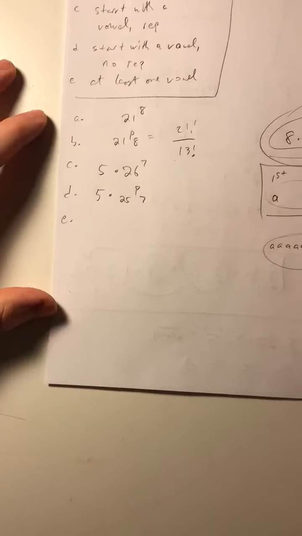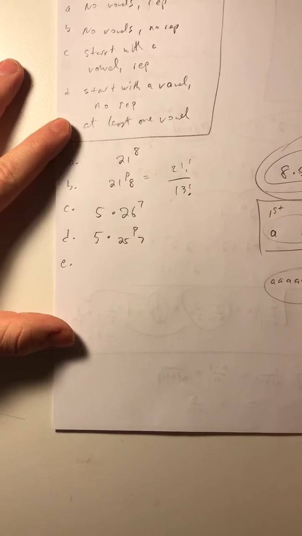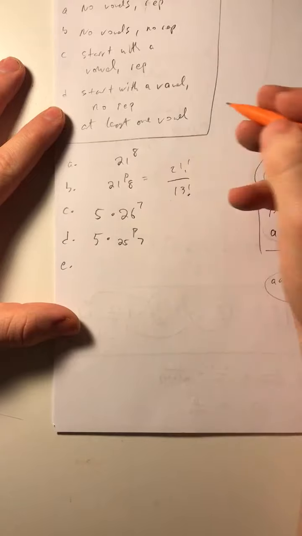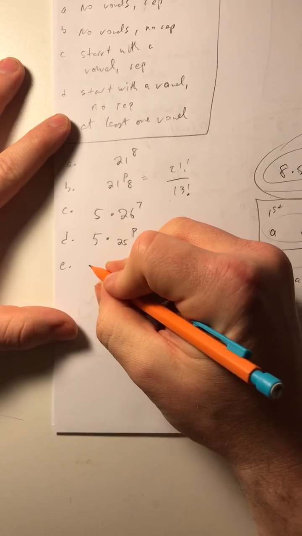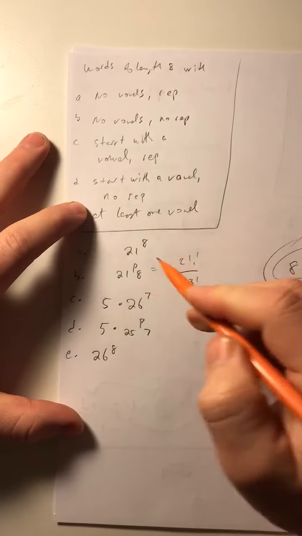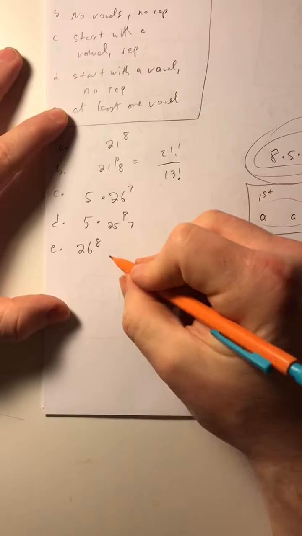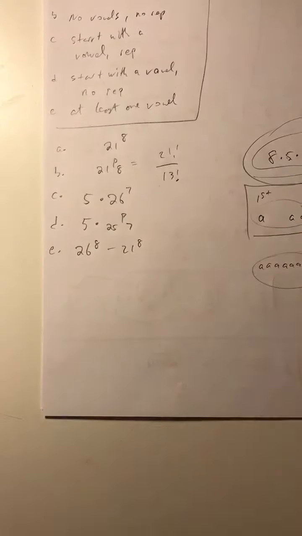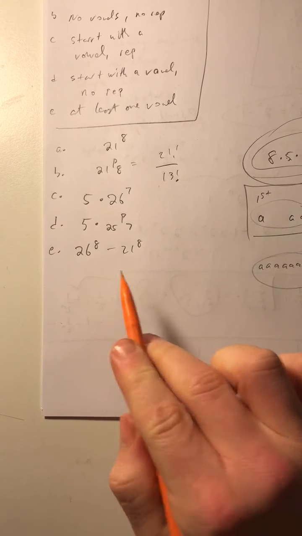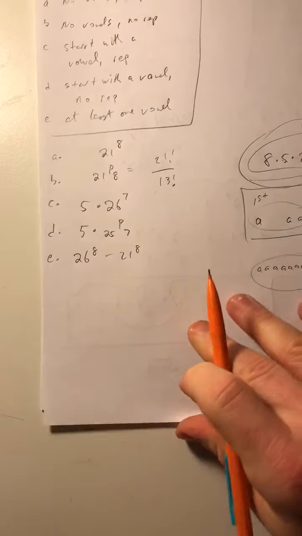Okay, so how many words have at least one vowel? Well, here's the good way to do this problem. I'm going to have 26 to the 8 possible words. We already computed the number of words that don't have a vowel, so let's just subtract that. Total number of words minus total number of words that don't have a vowel. The difference is the total number of words that have at least one.